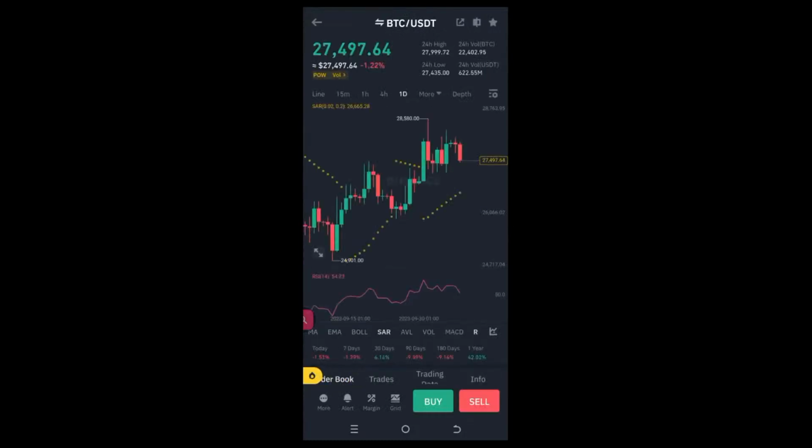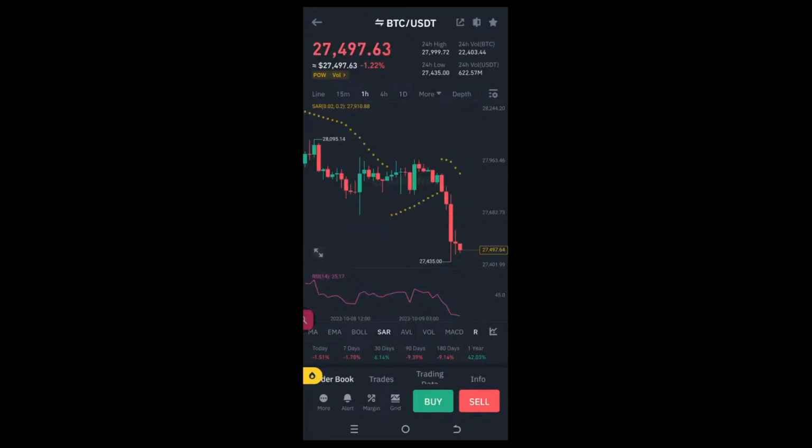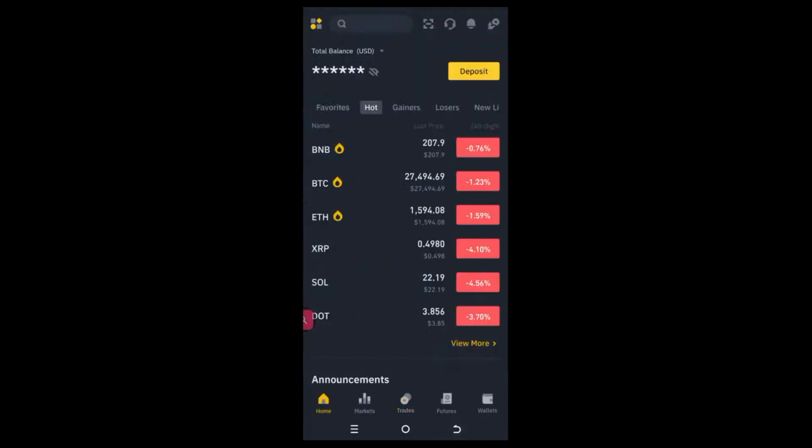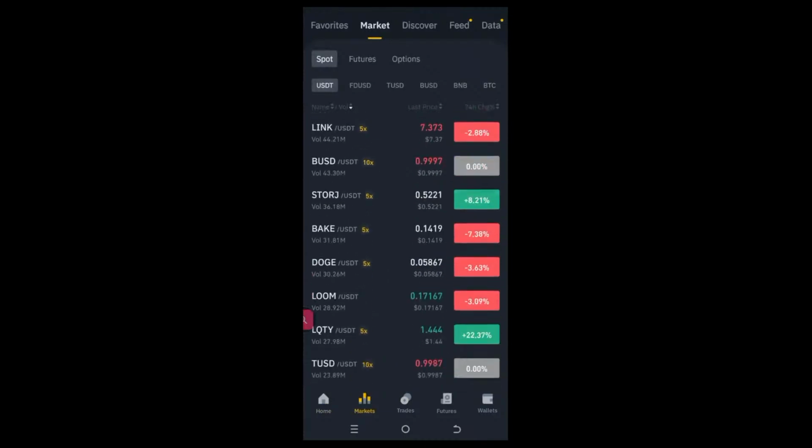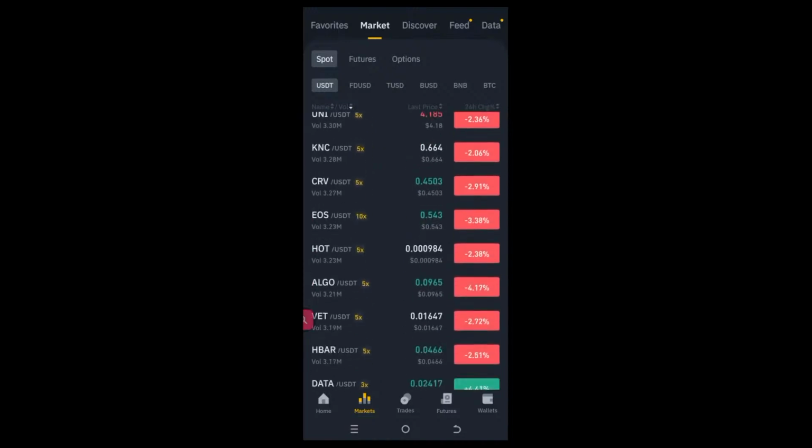BTC is dumping. This is one day. It's really been a bloodbath, as you can see here. If we go to the home page, you'll see that everywhere is red. Look at it. Everywhere is actually red. A lot of coins are currently dumping right now. So the market is red, as you can see.